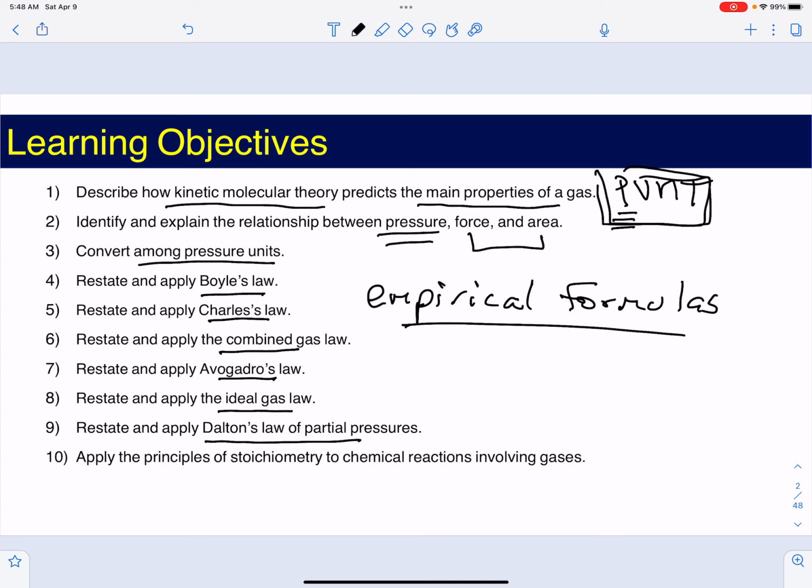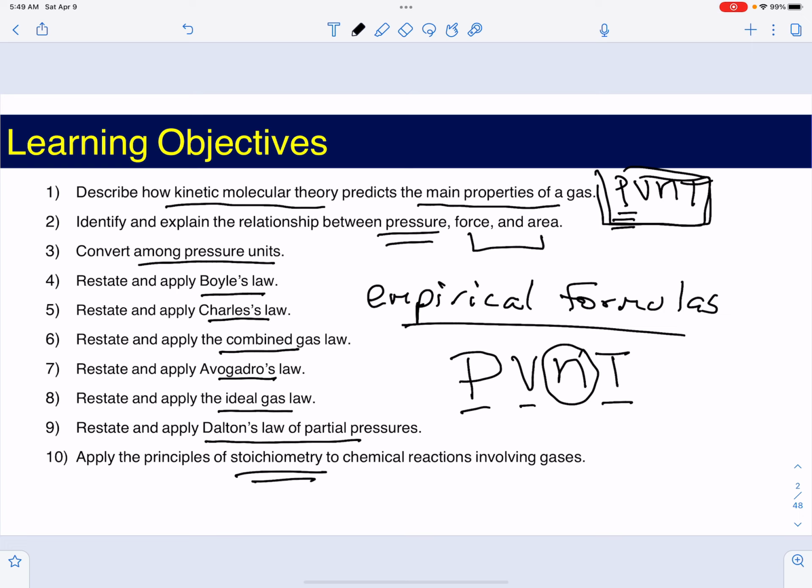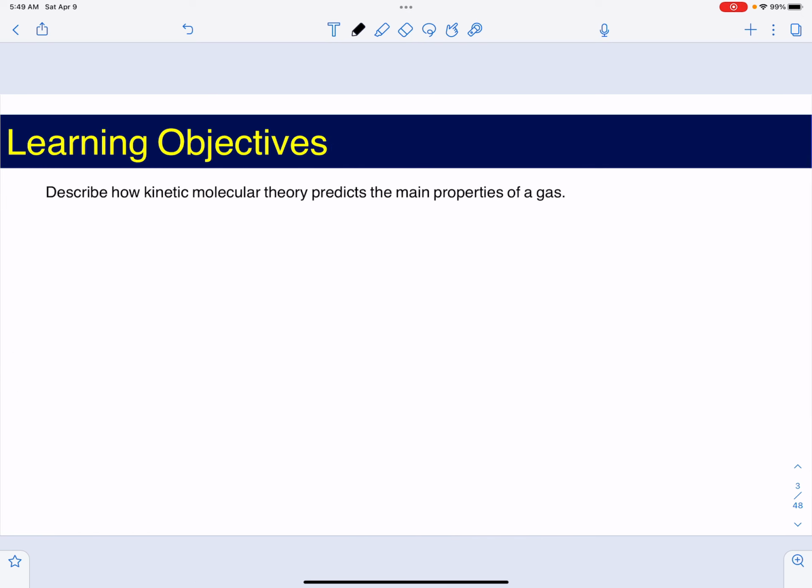Because as you notice, gases are defined by pressure, volume, amount, which could be moles or grams, and temperature. So knowing these allows us to know the moles, and then we can do stoichiometry using the properties of gases. That's what we're going for the rest of this chapter. So let's begin with the kinetic molecular theory and predicting the main properties of gases.